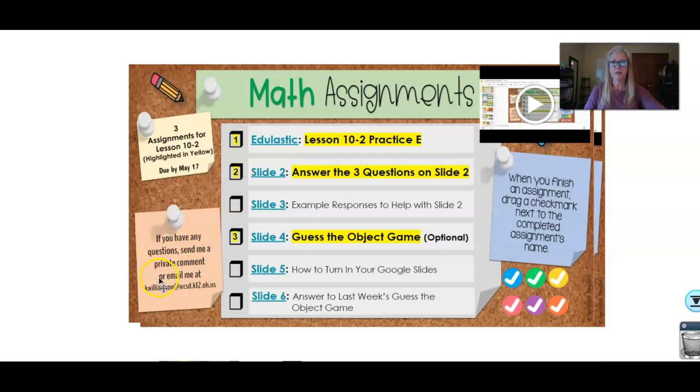Here it says, if you have any questions, email me. There are 3 assignments this week and they're highlighted in yellow. And then you can click and drag these little check marks next to the items once you finish them, just for fun.